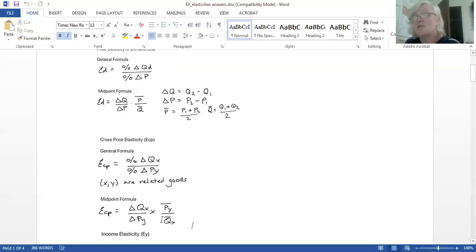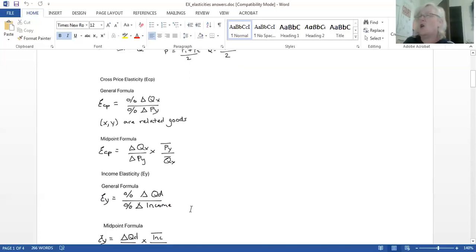And so again, you can see the midpoint formula here for cross price. It's the change in Q of X and change in P of Y. It looks the same as change in Q over change in P, except we're denoting that it's 2 different goods, a good X and a good Y. Otherwise, it's the same midpoint formula. Easy peasy, right? All right.